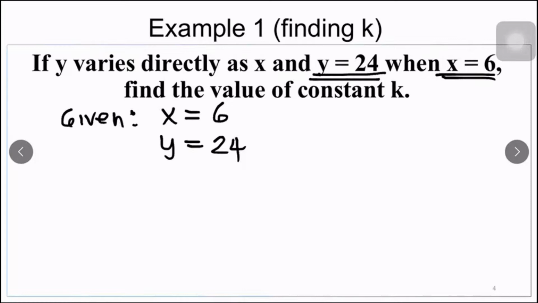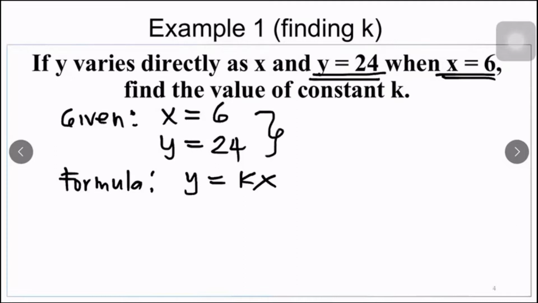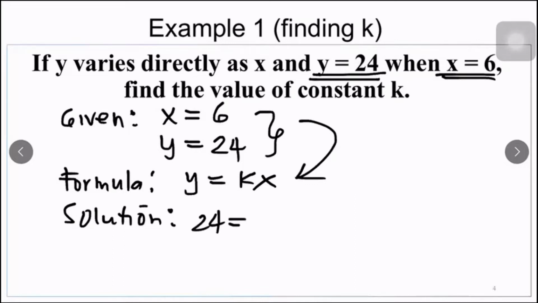Now, after identifying the given, we need to identify the formula. It is important for us to write the formula because this will be our guide in solving for k, the constant of variation. For the formula of direct variation, we have y is equivalent to kx, where we will identify k by substituting the given to our formula. So, substituting the given, the solution becomes 24 is equivalent to k multiplied by x, which is 6.